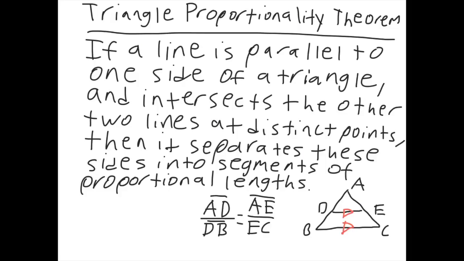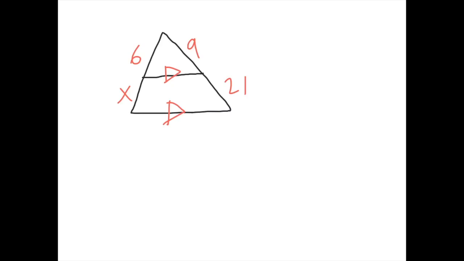Alright, let's now go on to some examples. So if we have a triangle here and I have it intersected with a line that's parallel to one of the sides of the triangle, and we have measurements 6, 9, 21, and x. So this side is 6, this is x, this is 9, this is 21. And we want to find the length of x.